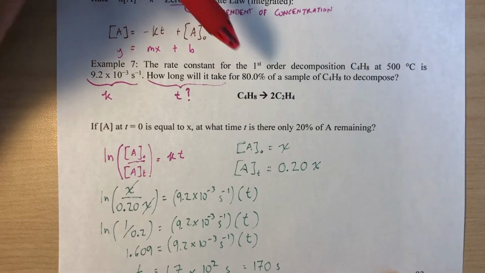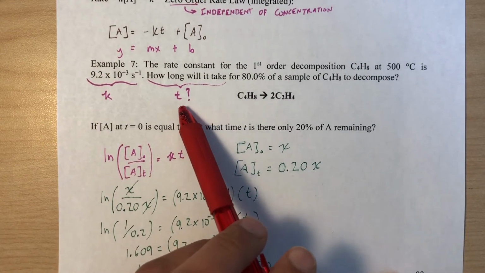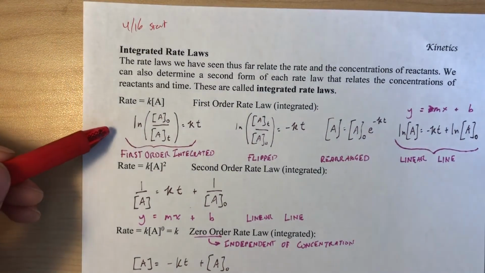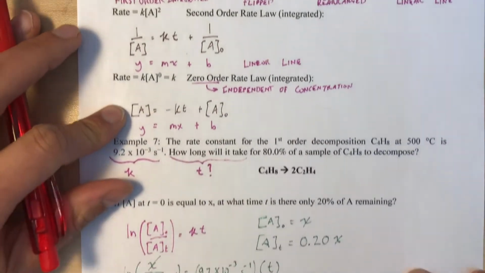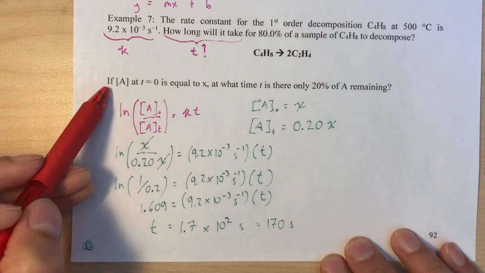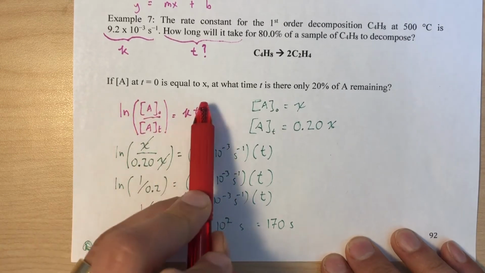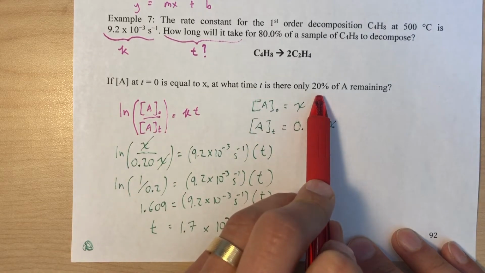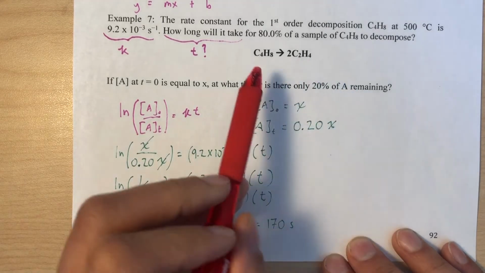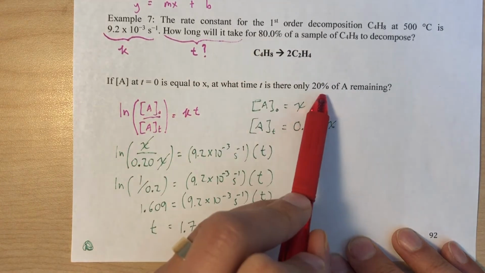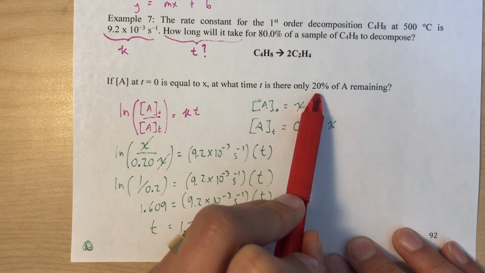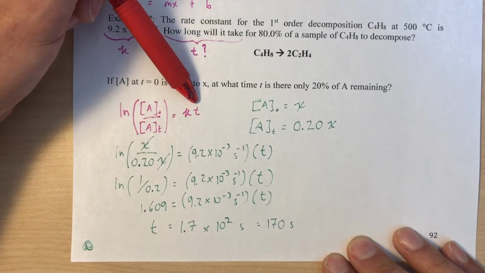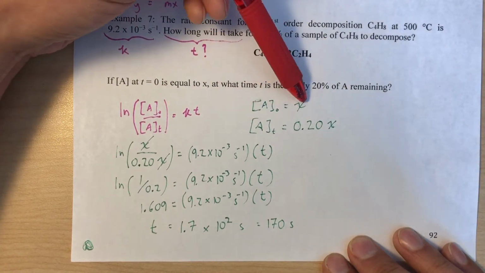What is given to us is a first order reaction, we're also given a rate constant k, and we're solving for t. So we can use the original first order integrated rate law in order to solve this type of problem. And here's how we would solve this type of problem. If the concentration of A at time 0 is equal to x, what we're really solving for is at what time is there only 20% of the sample of A remaining. So if 80% of it decomposes, we have 20% left over. So let's see how we would use that information and the integrated rate law to solve for t. So first, our initial concentration of A is going to be equal to x.